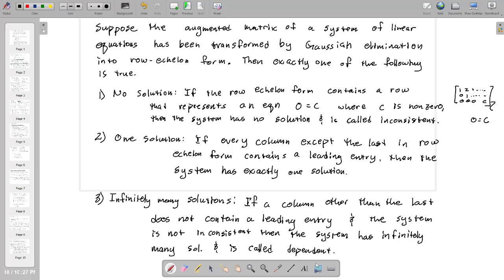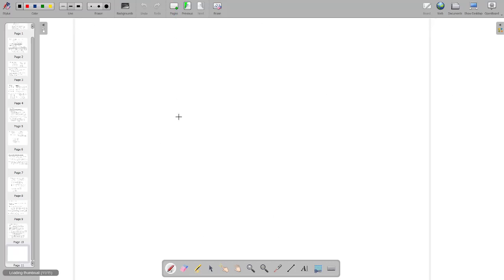Right. Now I'm going to give you an example of all three of these, specifically of the first and last. 1 and 3 are a little bit more challenging than 2, because 2 we've done before, and 2 is the most common that we'll see, where you have exactly one solution. Do an example here. So let's start with no solution. And of course, this is inconsistent.